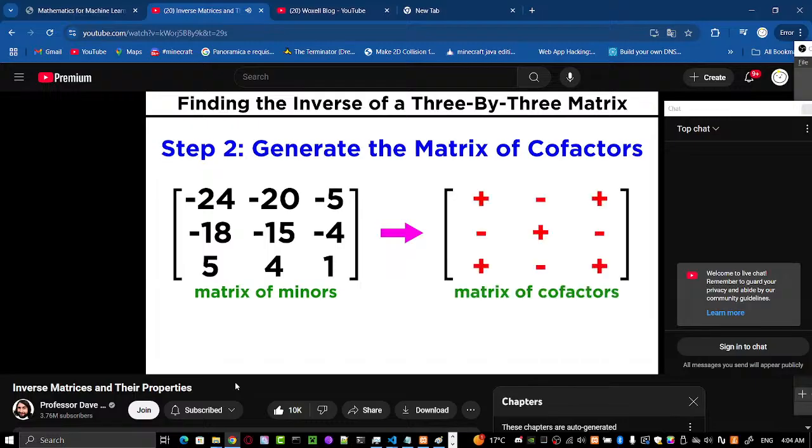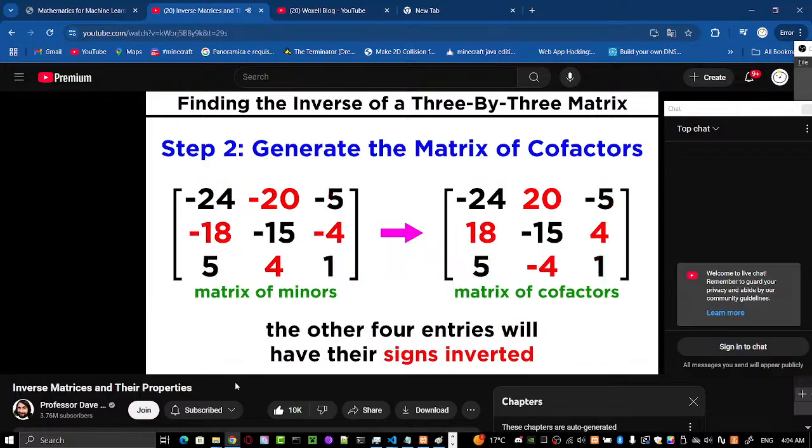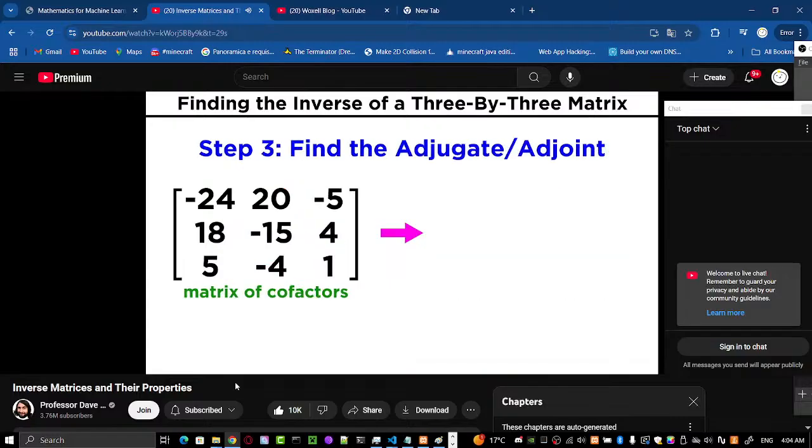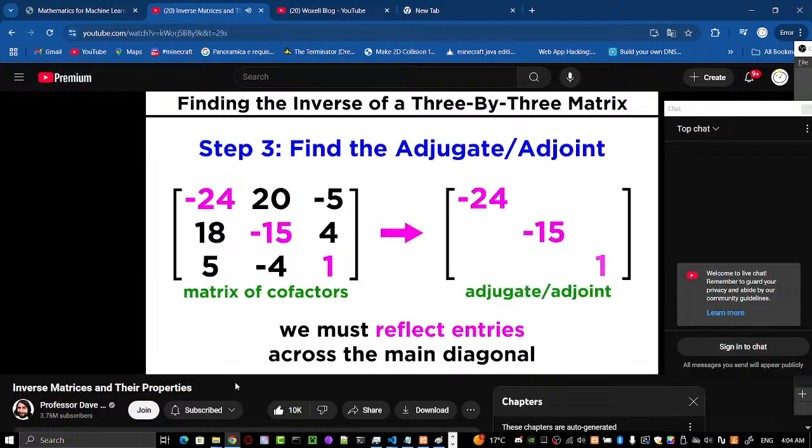This isn't too hard. We just have to apply a checkerboard of plus and minuses to get the right sign on each term. The corner entries and the central entry will remain as they are, and the other 4 entries will have their signs inverted. Then step 3 is to find the adjugate, or the adjoint. This involves reflecting all the entries across the diagonal. The diagonal stays as it is, but the other terms are reflected. So these 2 swap, these 2 corners swap, and these 2 swap.